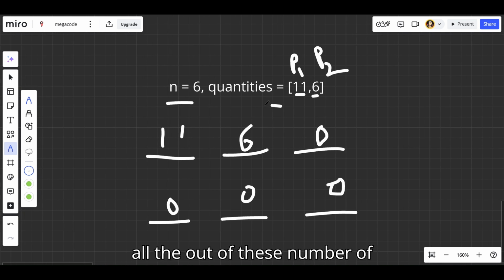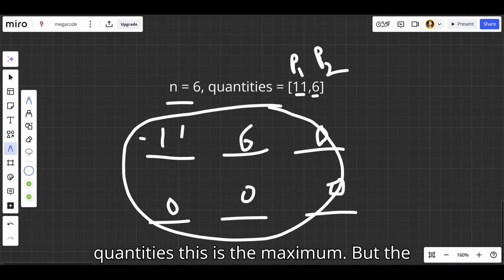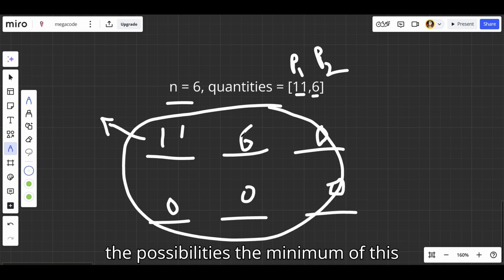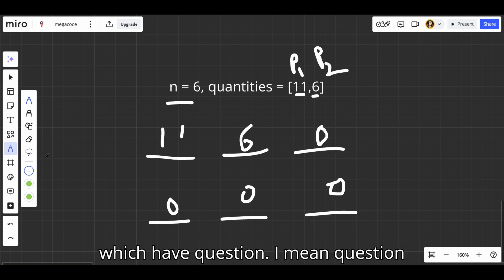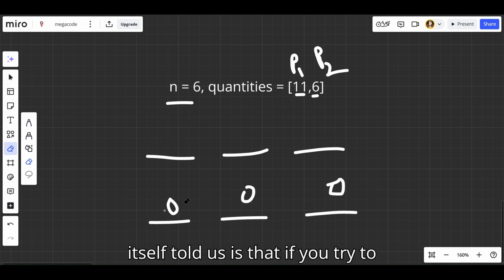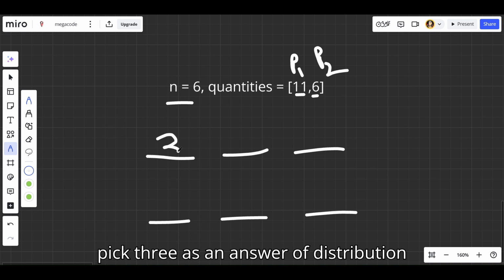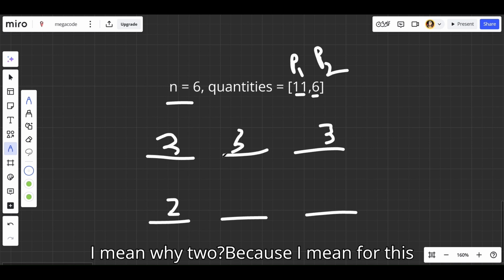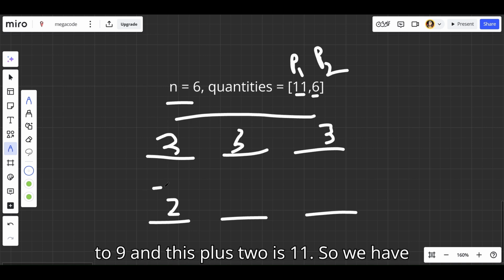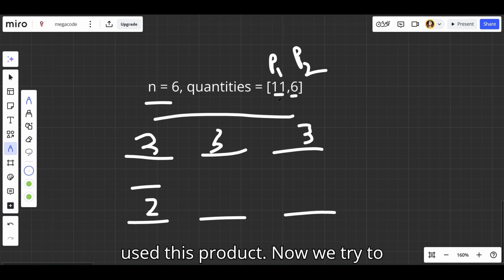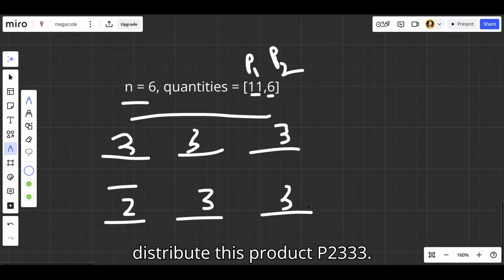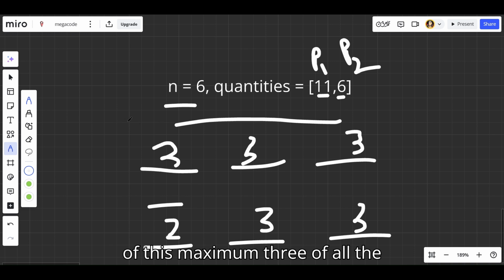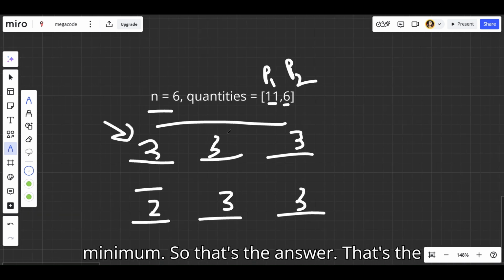No. Although out of these quantities this is the maximum, the question also wants us to find, out of all the possibilities, the minimum of this maximum. There is one more possibility which the question itself told us: if you try to pick 3 as the distribution, then 3, then 3, then 3, then 2. Why 2? Because these 3s total up to 9, and this plus 2 is 11, so we have used this product. Now we distribute product P2 as 3, 3, 3. This is one of the answer possibilities, and as you can see, the maximum is 3 out of all the possibilities, and this comes out to be the minimum. So that's the answer to the question.